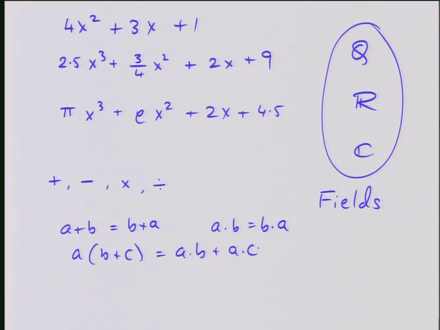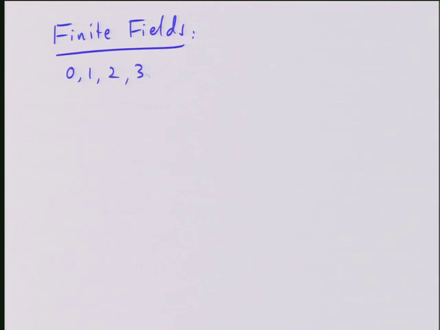Okay? Now, it turns out that there's another kind of field that we can have, which is not infinite like the rational numbers or the real numbers. Okay? So we can also look at what are called finite fields. So for example, if you look at the numbers 0, 1, 2, 3, and 4 under addition mod 5, multiplication mod 5, etc., subtraction, division. These form a field.